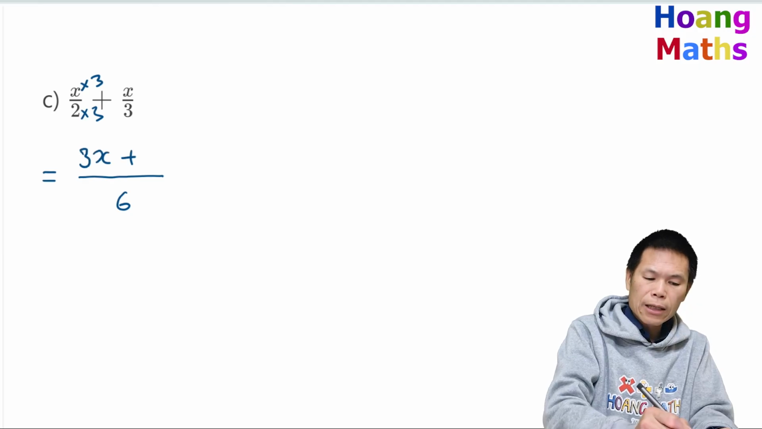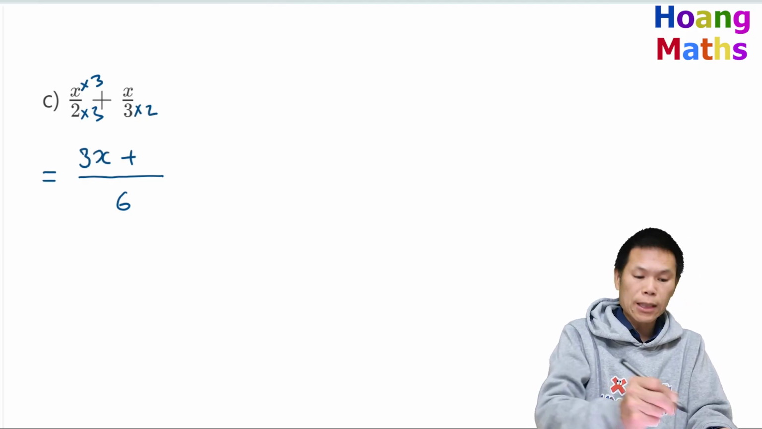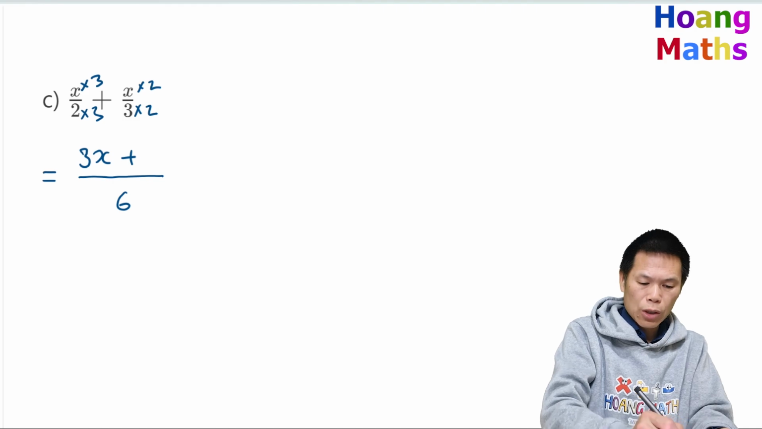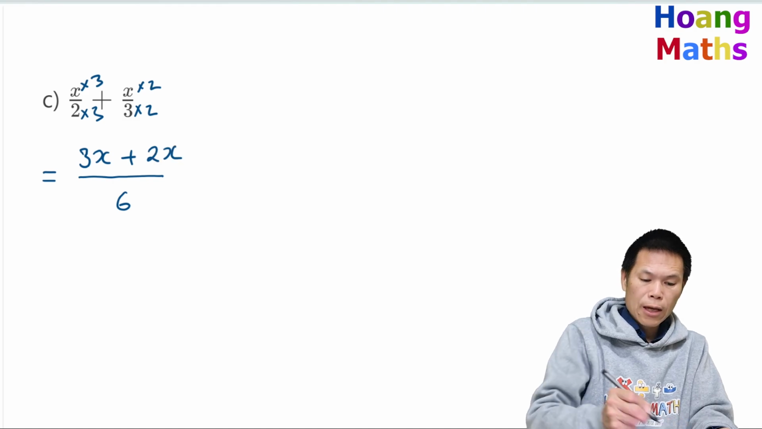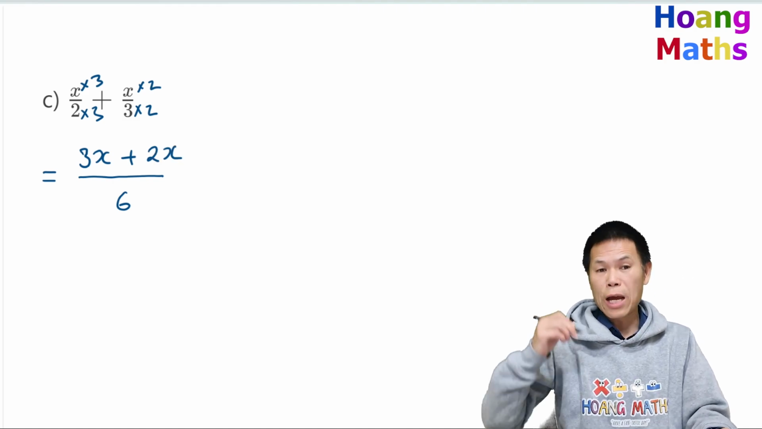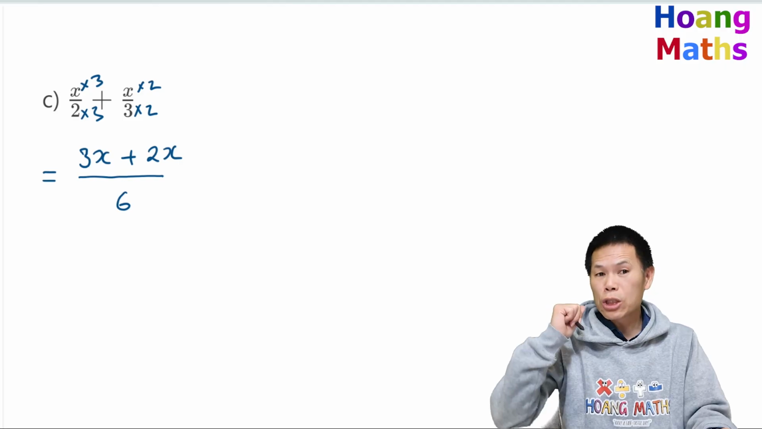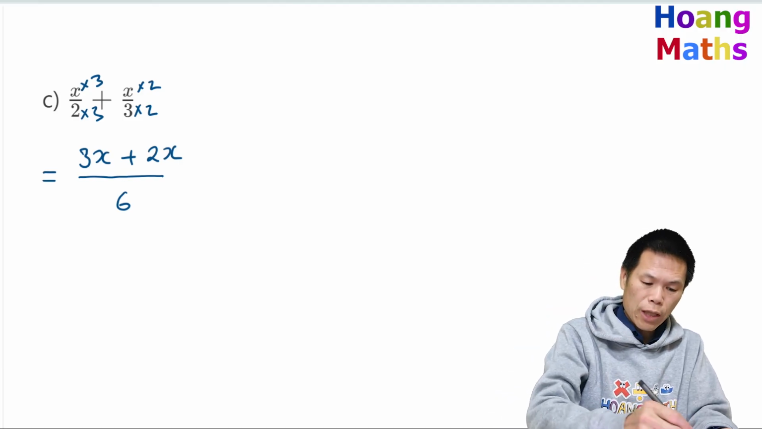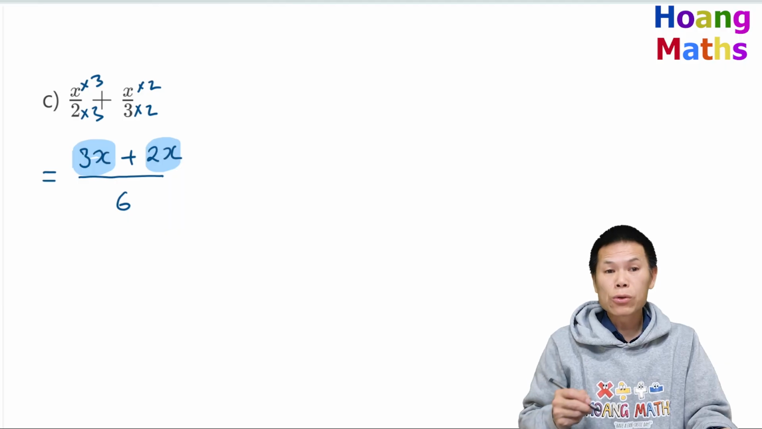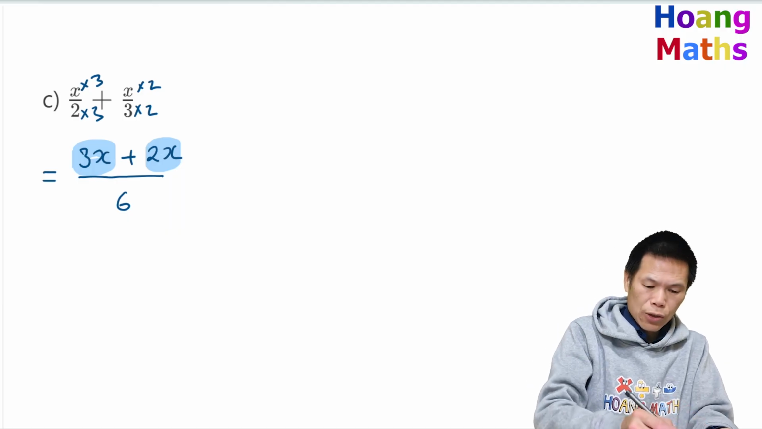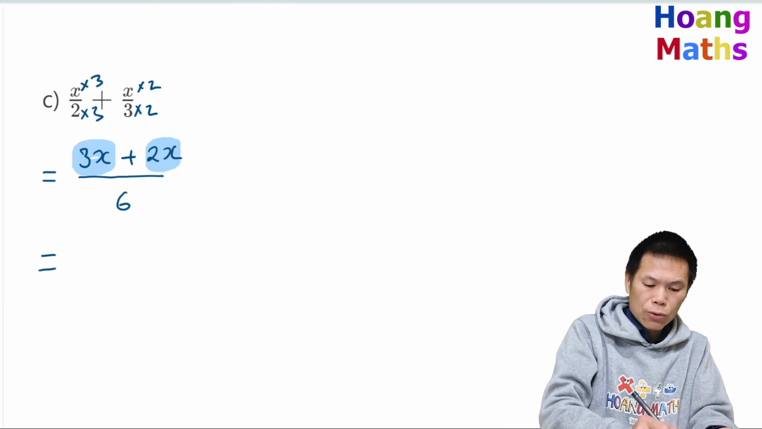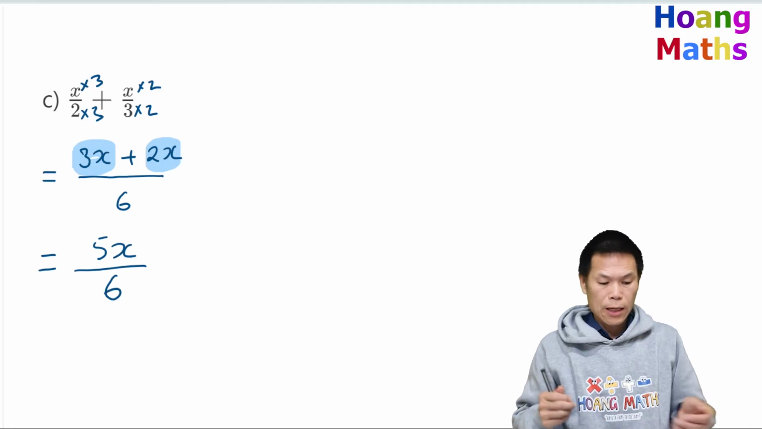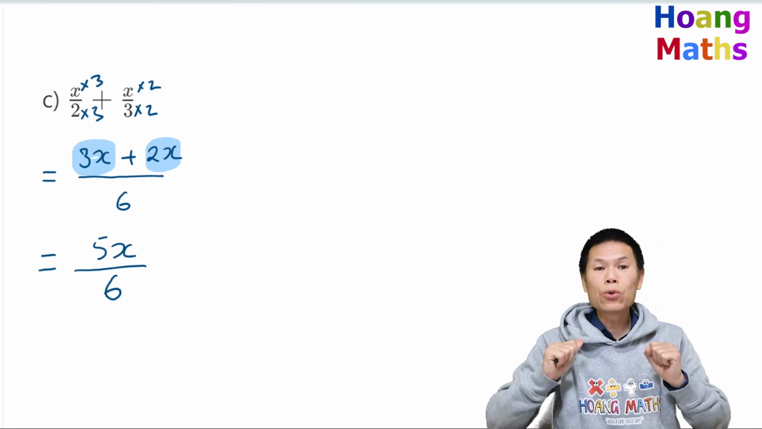And we add, this is times 2 to get 6, so the top times 2. So add 2x, because 2 times x is 2x. Now we just collect the like terms. So 3x and we add 2x. 3 plus 2 is 5. So the answer is equal to 5x over 6. So there you go.